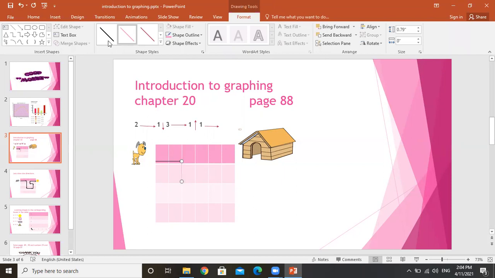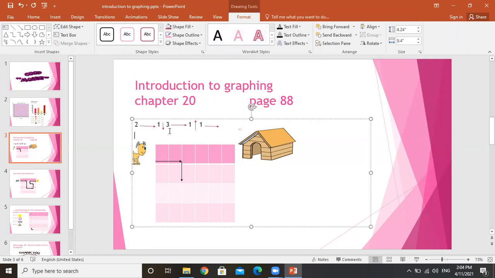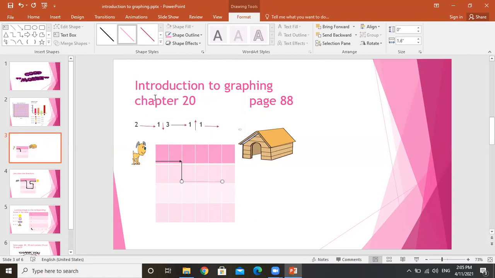So now let's continue reading. 3 squares to the right. So we should also move 3 squares. So let's move 3 squares to the right. Can you see?